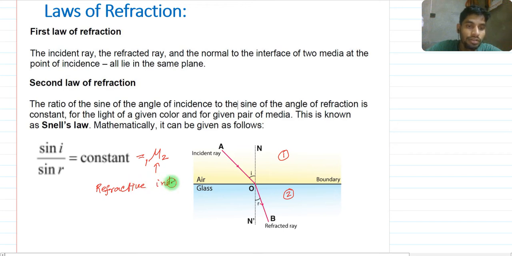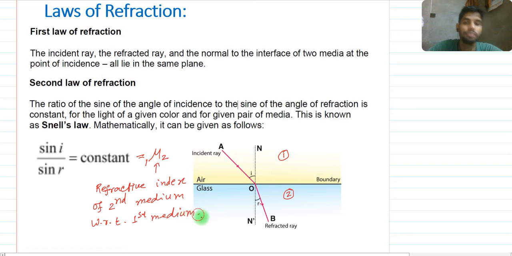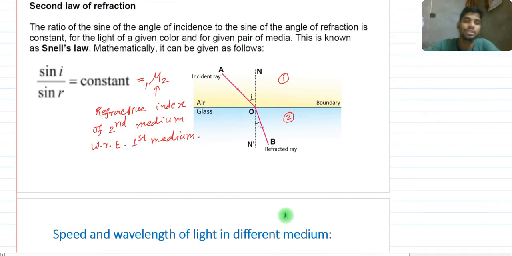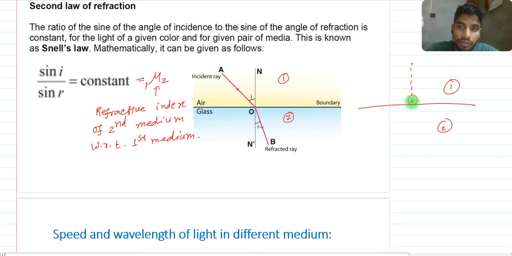the refractive index of the second medium with respect to the first medium. Okay, this is the law of refraction. So here, if light moves from the second medium to the first medium like this, suppose this one is the second medium, this one the first medium. Okay, this one is the normal.